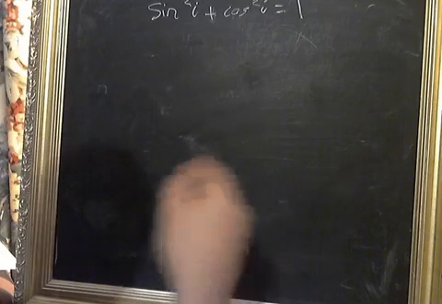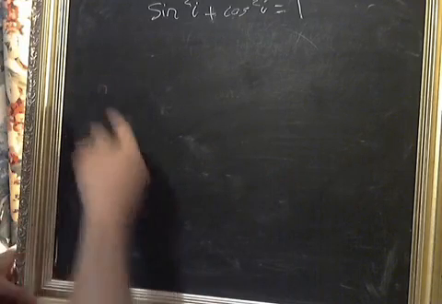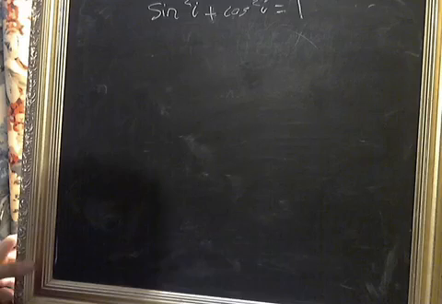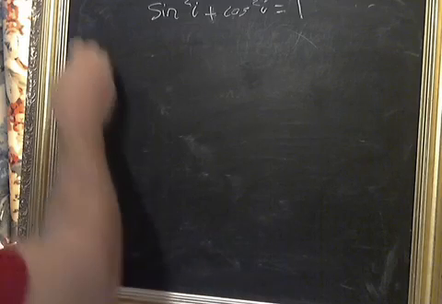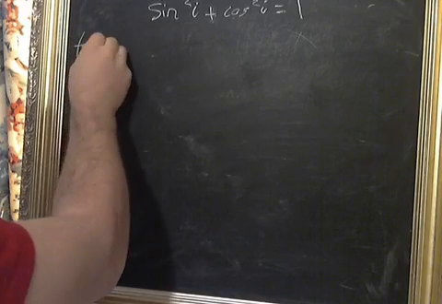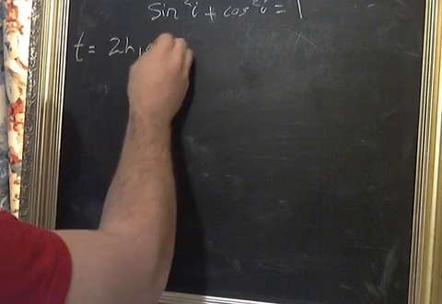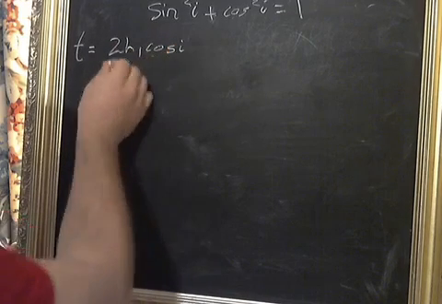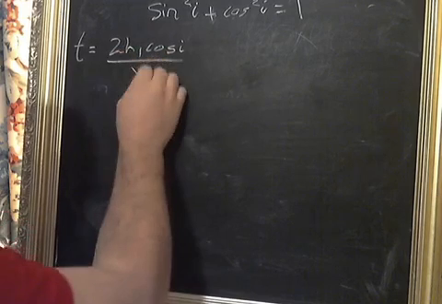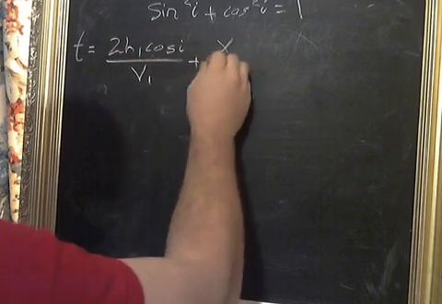to yield a new time equation for the head wave, which is going to be, from now on, I'm just going to write t instead of time. You'll understand that t means time, right? T equals the total travel time for the head wave, t equals 2h1 cosine I divided by v1 plus x over v2.